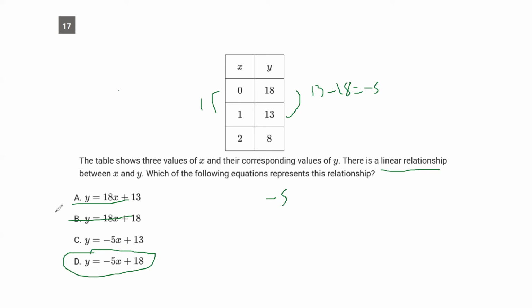Okay. Now, honestly, you could have looked at the y-intercept, looked at your answer choices, and eliminated that way first and then found the slope. But both ways work great.